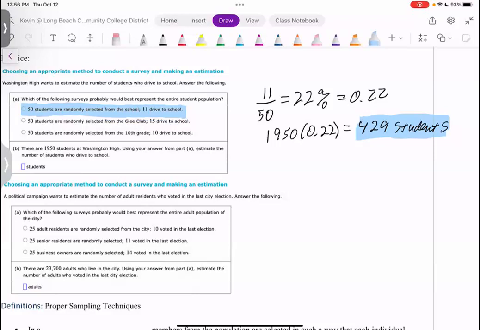And you, of course, would put that there, right? When you're doing your homework. Let's do another one.